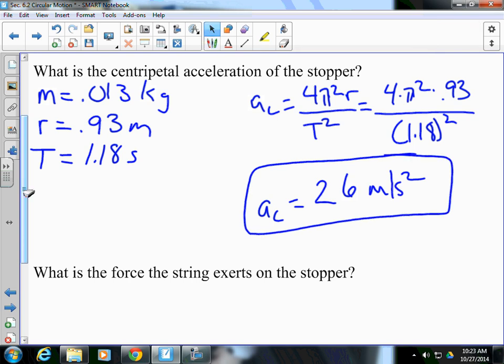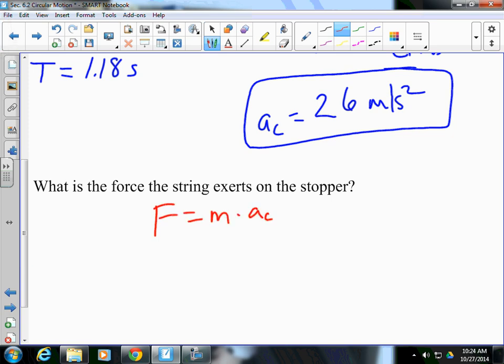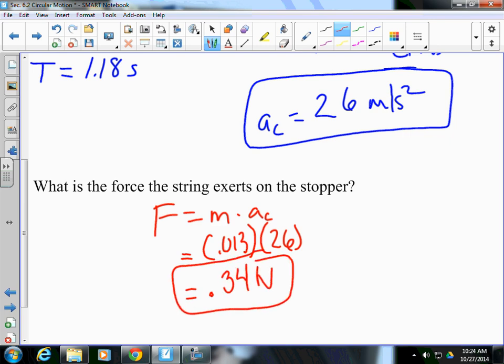Our second question then, what is the force the string exerts on the stopper? Well, remember, force is equal to mass times acceleration, or our centripetal acceleration. So our force is equal to our mass, 0.013, times our centripetal acceleration of 26. To figure this out, the force being exerted with two significant figures is 0.34 newtons.